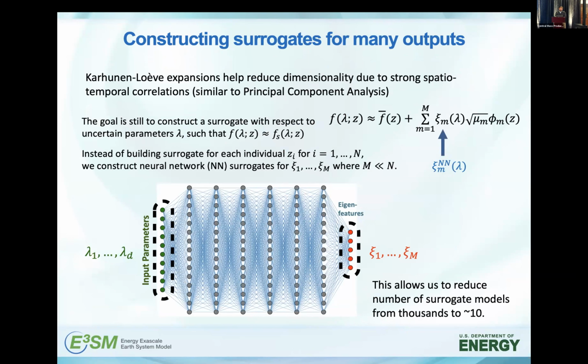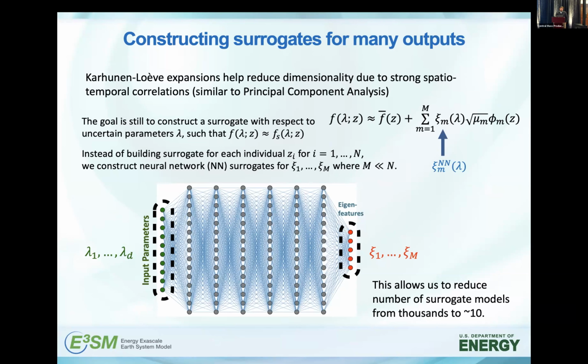And so we're using a technique called Karhunen-Loève expansions to help reduce the dimensionality. And the reason we can do that is there's very strong, as you know, spatio-temporal correlations in these model outputs. So for example, GPP has a lot of spatial and temporal autocorrelation. So this is similar to what we might do in a principal component analysis.